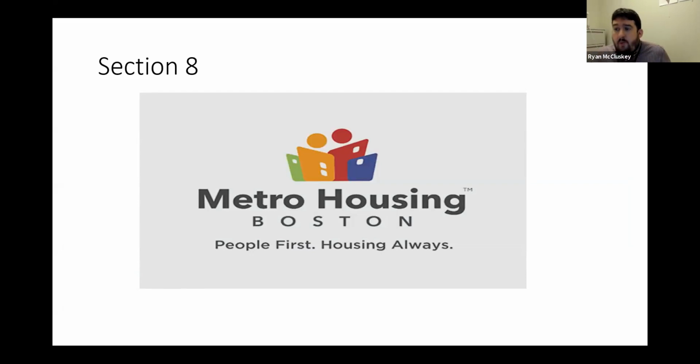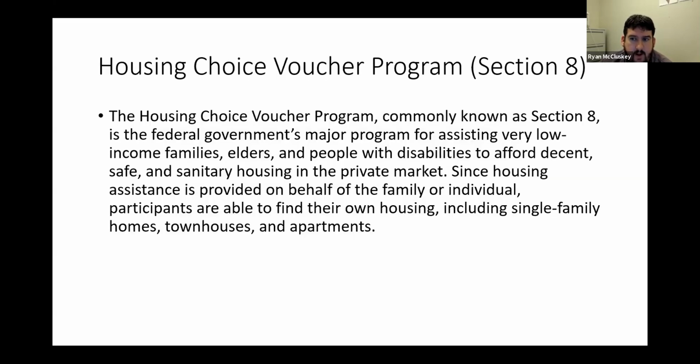Next, we'll be going through 3 different applications, all of which can be accessed through the Metro Housing Boston website. The Housing Choice Voucher Program, commonly known as Section 8, is the federal government's major program for assisting very low-income families, elders, and people with disabilities to afford safe and sanitary housing in the private market. Since housing assistance is provided on behalf of the family or individual, participants are able to find their own housing, including single apartments, townhouses, homes, the whole nine yards.